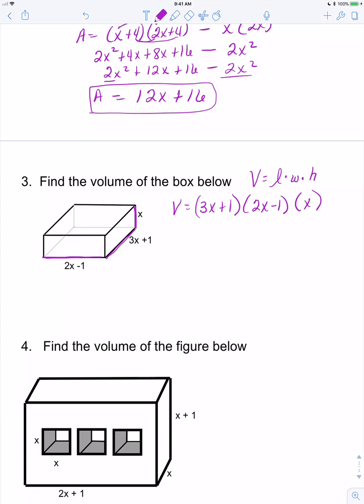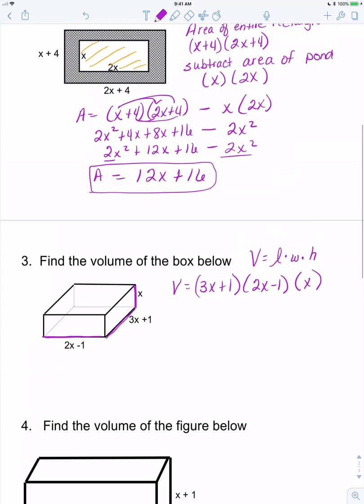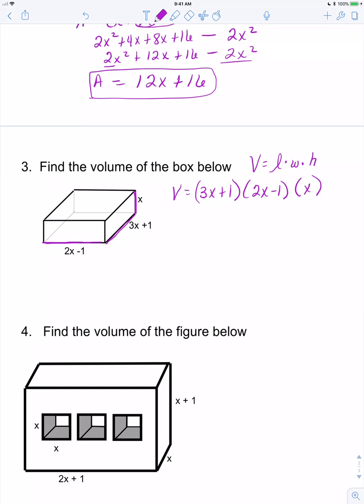So now we've got to multiply all this together. Well, we can only multiply two things at a time. So 3x times 2x gives us 6x squared. 3x times negative 1 is negative 3x. 1 times 2x is 2x. And then 1 times negative 1 would be minus 1.